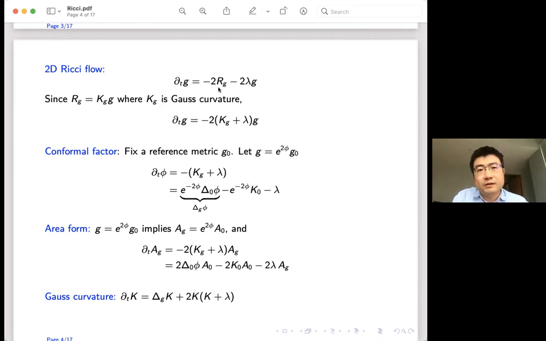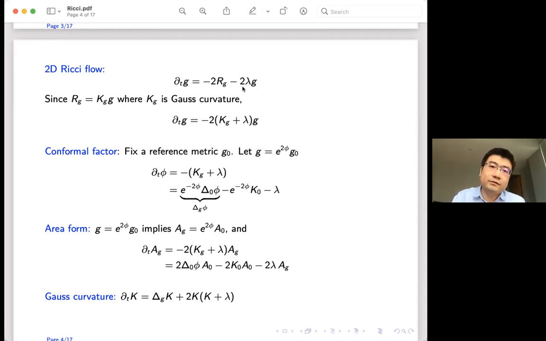And maybe just get some hands-on example. If you start with a round sphere, then for the round sphere, the Gauss curvature is a positive constant. In that case, the right-hand side is negative. So the metric is going to decay. In other words, the sphere is going to shrink. Okay, so there's a modified version. If you have this second term here, which is just a constant lambda times the metric, then this is called the modified Ricci flow.